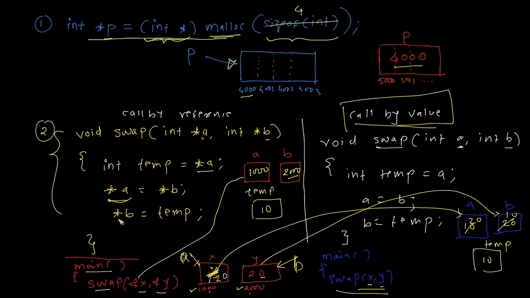Then the value at the address in B. The address in B is 2000. The value at address 2000 is temp now. What is temp? 10. Now if you see what happened, because of pass by reference or call by reference, we are able to go to the original, actual parameters and make changes there, not in the copies like in call by value. So pointers help us to do that. That's one of the usages of pointers.